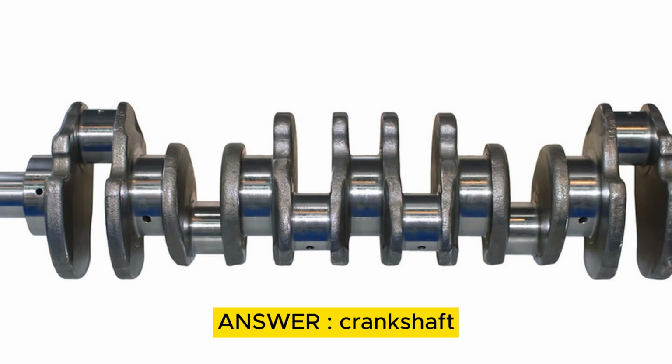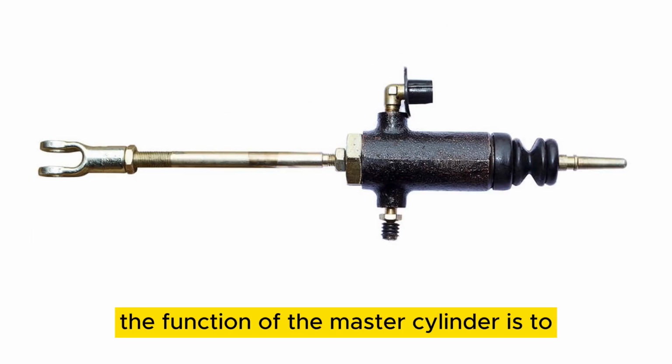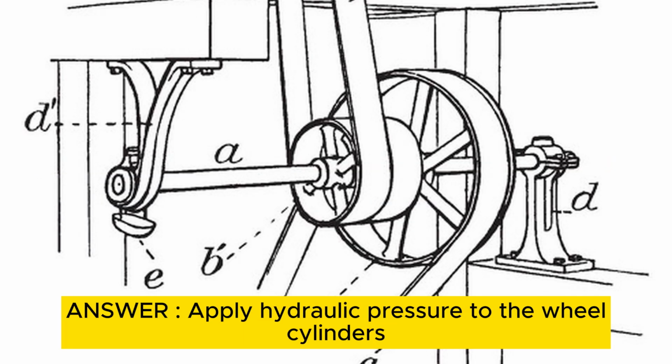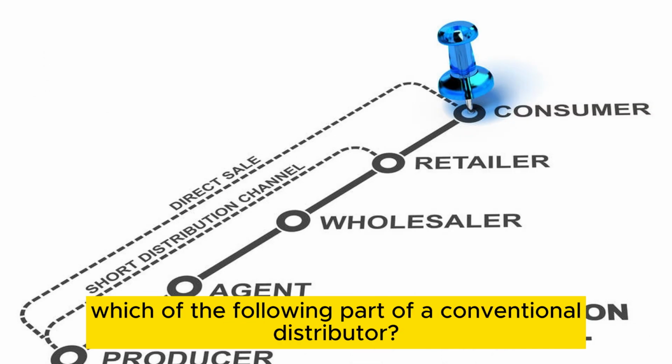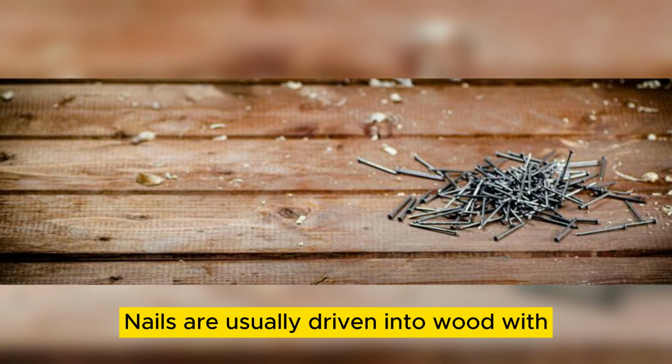Answer: crankshaft. What kind of wrench should be used to tighten engine components such as manifolds and cylinder heads? Answer: torque. The function of the master cylinder is to. Answer: apply hydraulic pressure to the wheel cylinders. Which of the following is part of a conventional distributor? Answer: rotor. Coolant flow through an engine is regulated by the. Answer: thermostat. Nails are usually driven into wood with.